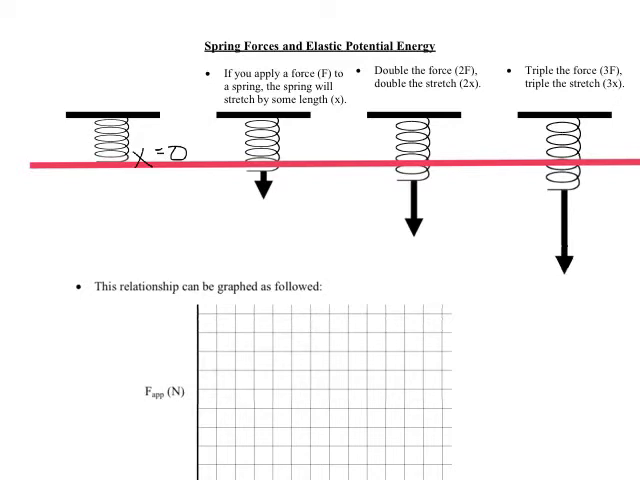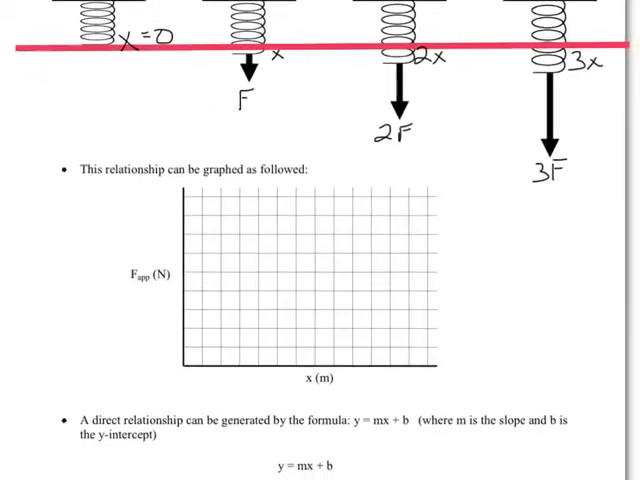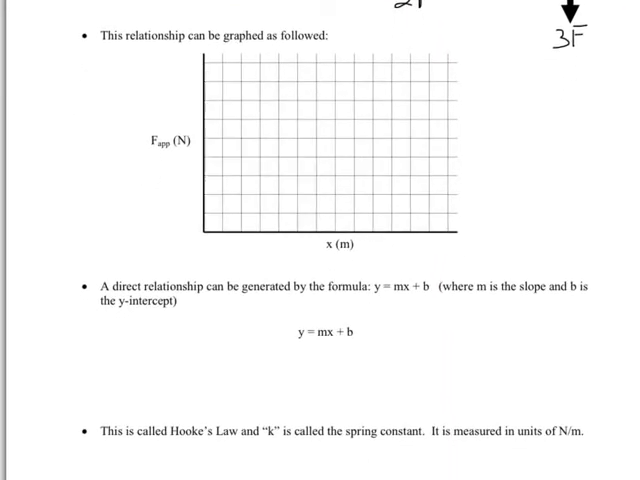In the next diagram, you can see that we've now applied some kind of a force to that spring, and you can see that the spring has actually stretched by a small amount. That small amount we're going to label as x. In the third diagram, we've now applied a force of 2F, and you can see that the amount of stretch has now been doubled, so therefore 2x. In the last diagram, we've now applied a force of 3F, and you can see that the amount of stretch is now tripled. So what I can now do is graph that relationship on this graph.